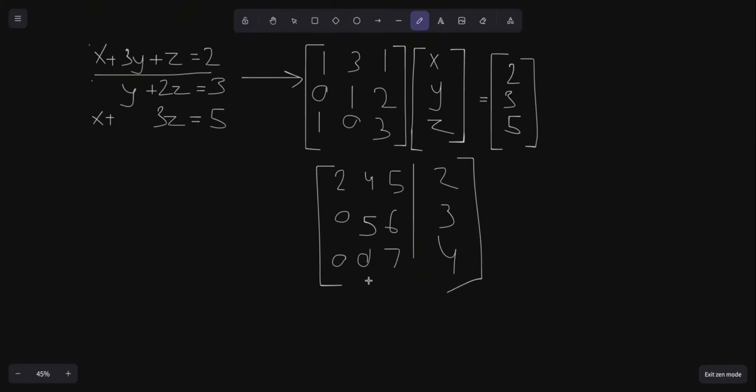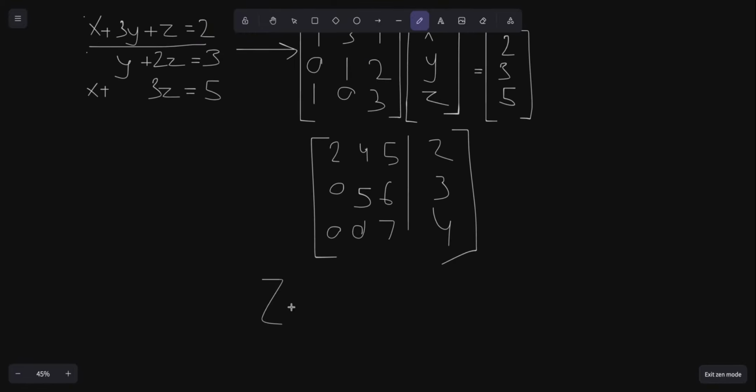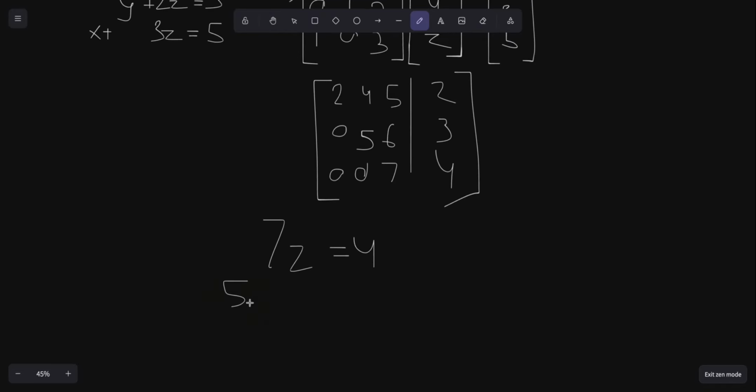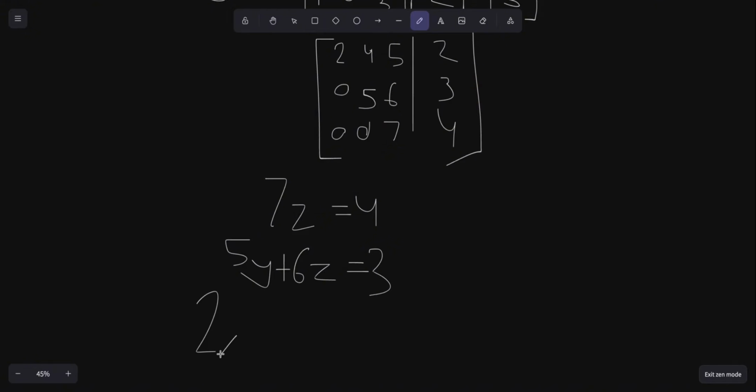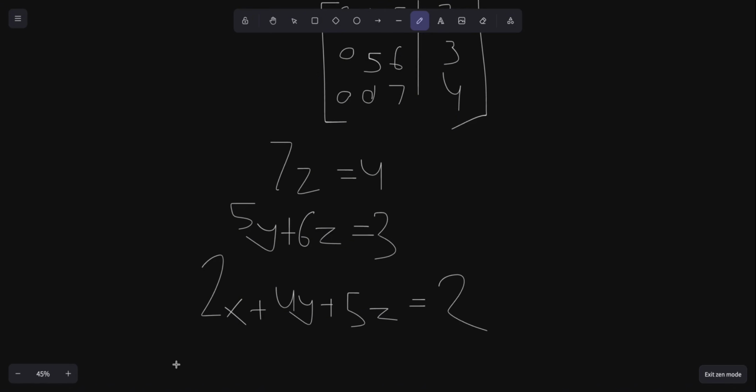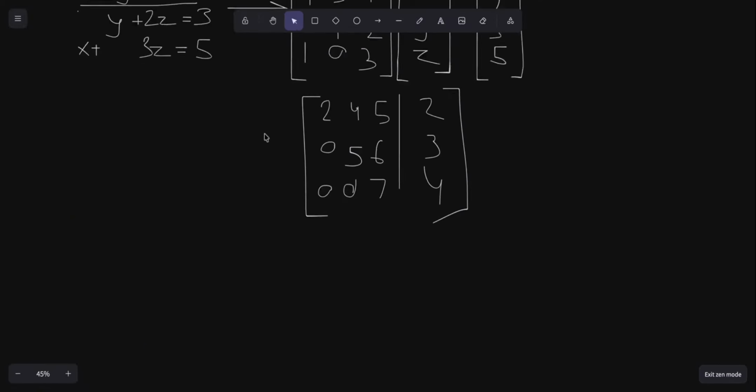What this translates to is that this is saying 7z is equal to 4, right? This equation is saying that 5y plus 6z is equal to 3. And the top equation is saying that 2x plus 4y plus 5z is equal to 2. So notice how in this form, it's very easy to get the solutions for your x, y, and z values, because you solve for z first, then plug in z for this value, then solve for y, and then plug in both y and z into the last equation, and then you're able to solve for all the values. So that's pretty much your goal.